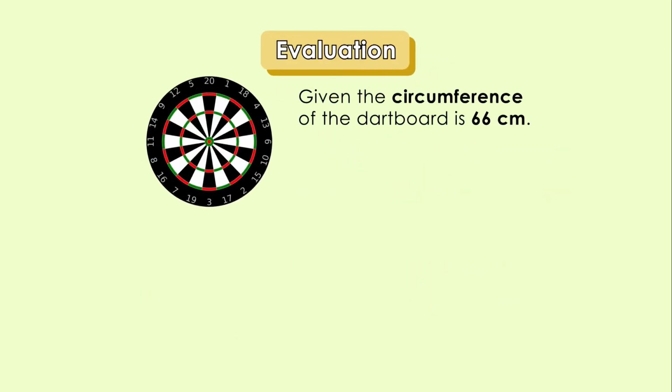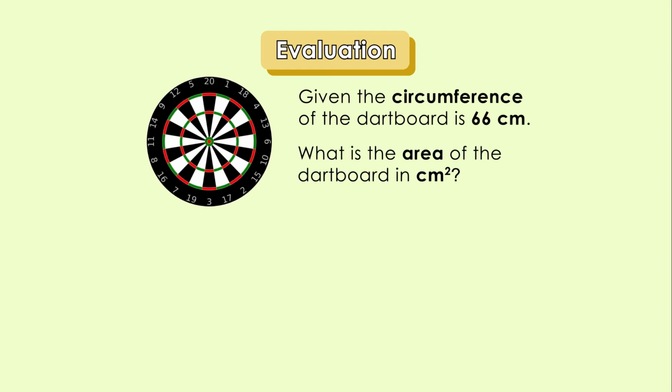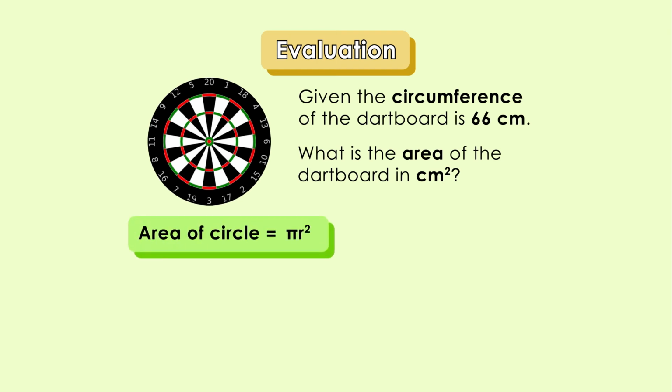Given that the circumference of the dartboard is 66 centimeters, what is the area of the dartboard in centimeters squared? The dartboard is a circle, so in order to find the area, we write out the formula for the area of the circle, which is pi r squared. Here, we will realize that we need the value of r to find the area. Therefore, we have to find the value of r from the circumference of a circle.